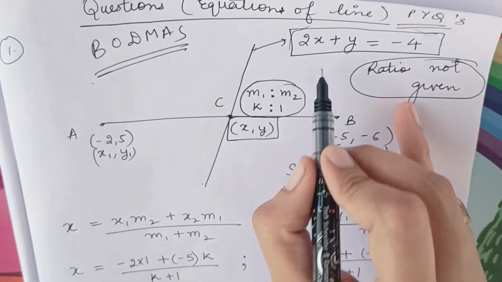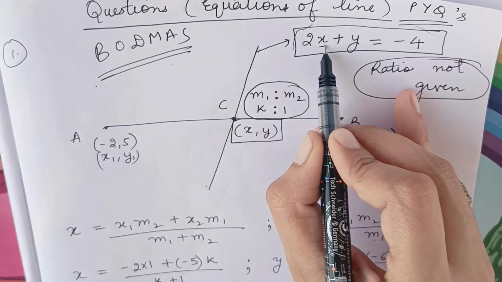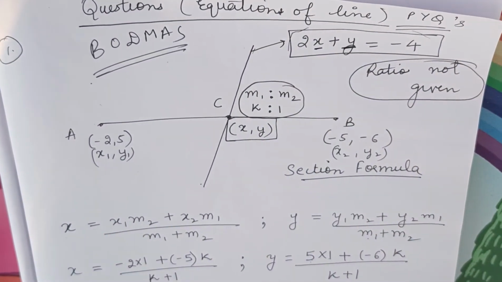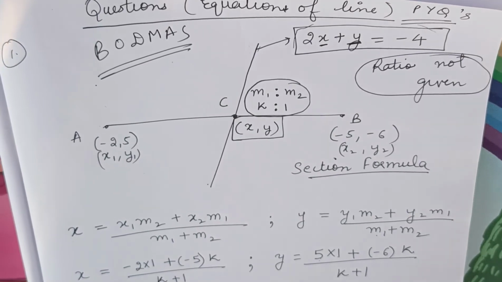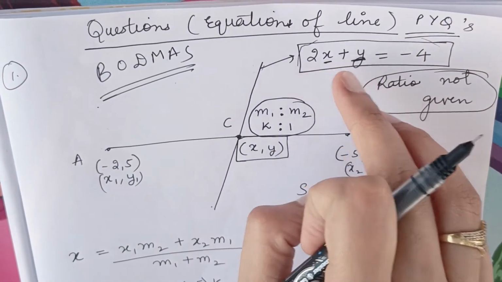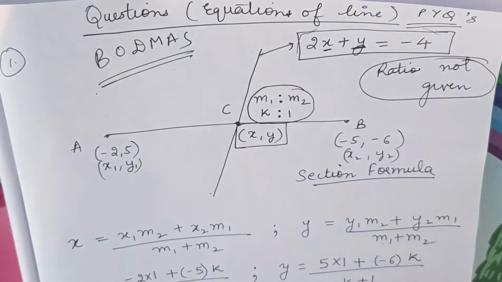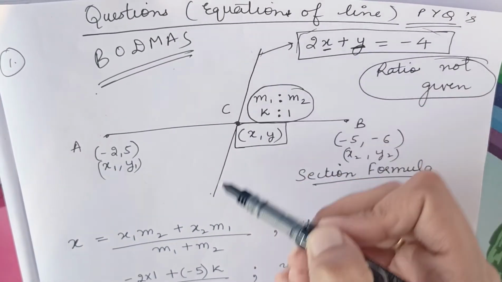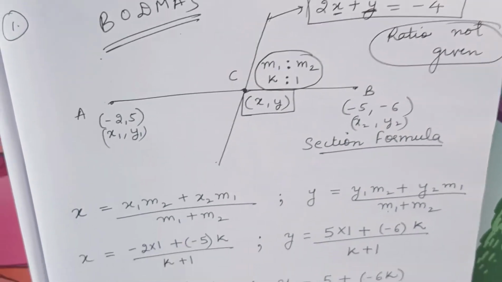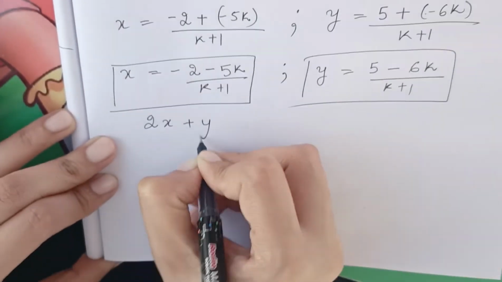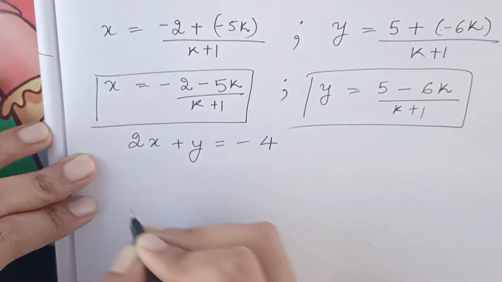So in the given equation, we will substitute the value of x and y, because our x and y are now in the form of k. If we substitute the value of x and y here, we will get the value of k. Why are we doing substitution? Because this point is passing through this line. So I'll write the equation once again. The given equation is 2x plus y is equal to minus 4.